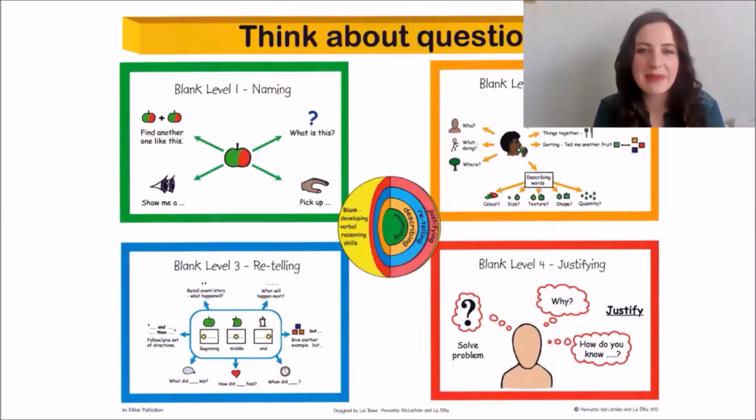Hi, this video is about the Blank's levels of language developed by Blank, Rose and Berlin. This is a way of categorizing language into 4 different levels, with level 1 being the easiest and level 4 being the most complex. People with language difficulties understand and learn new language skills better when their communication partners adjust their language to match their level.